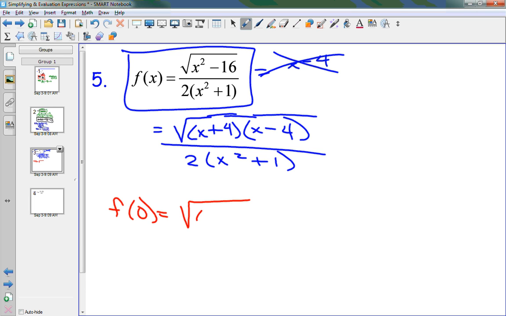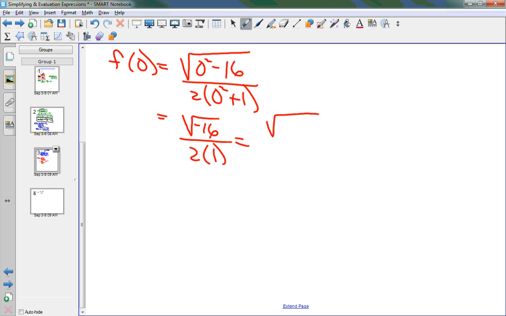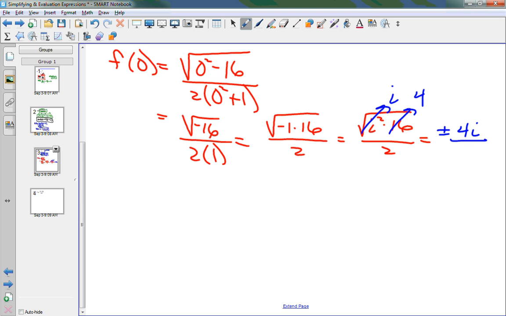So I'm going to plug in 0 squared minus 16, 0 squared plus 1. That's going to give me the square root of -16 over 2 times the 1. What's the square root of -16? Well, if you remember right, that's going to give you -1 times 16 all over 2. Well, -1 underneath the square root is i squared, so the square root of i squared comes out as an i. The square root of 16 comes out as a 4, to give you plus or minus 4i over 2, to give you plus or minus 2i.